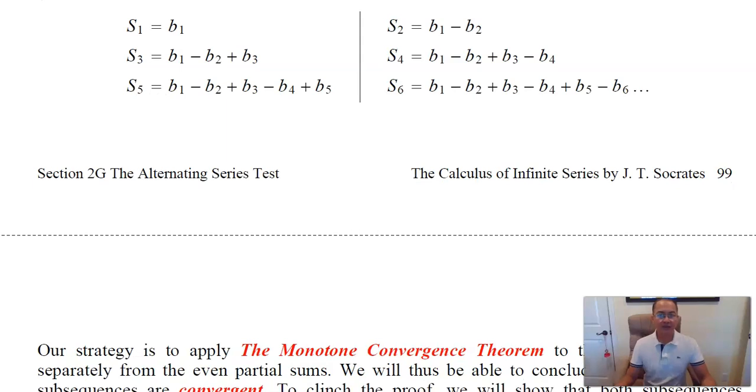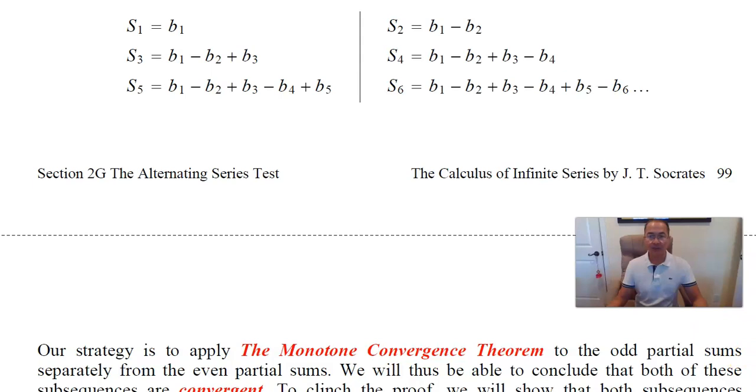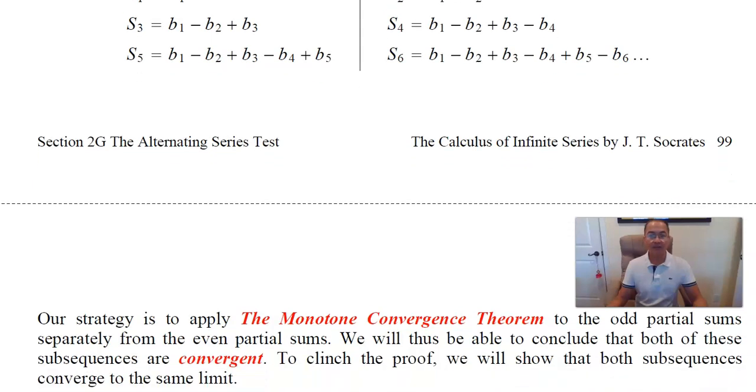Okay, so our strategy will be to use the monotone convergence theorem. We notice that one of these partial sums is increasing, one of them is decreasing. So we're going to hope that that's true in general. It is. And we're going to see that both of these subsequences are bounded. So by the monotone convergence theorem, both of them will converge.